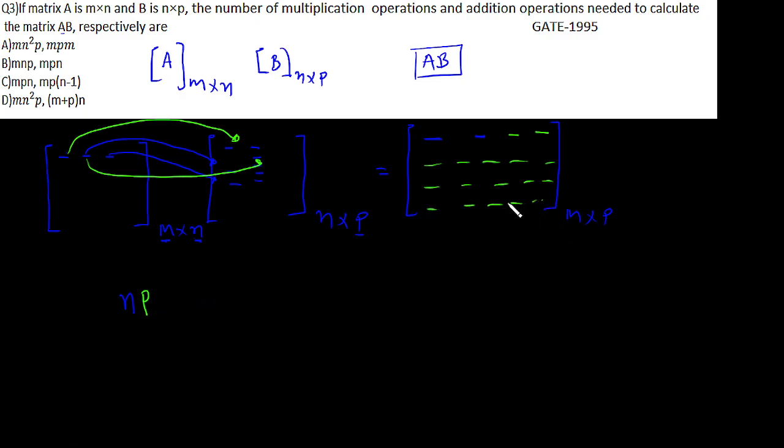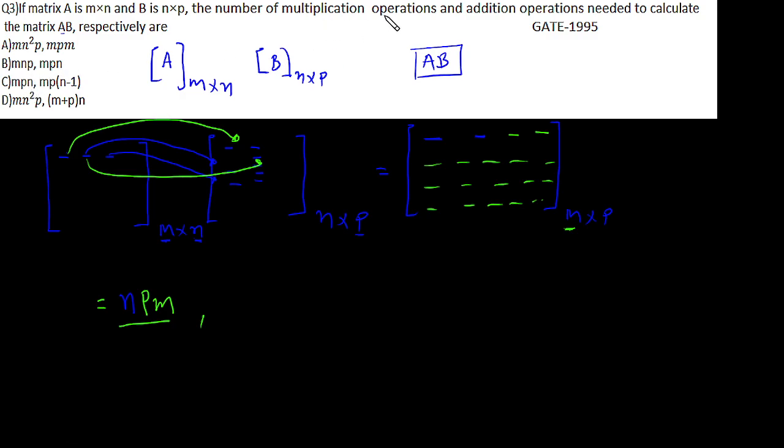And now how many rows do we have in the AB? So we have m rows in this AB. So we get np multiplications m times. So we have to multiply this np with m. So the number of multiplications is just npm. Okay. So these two options B and C give the number of multiplications as npm.